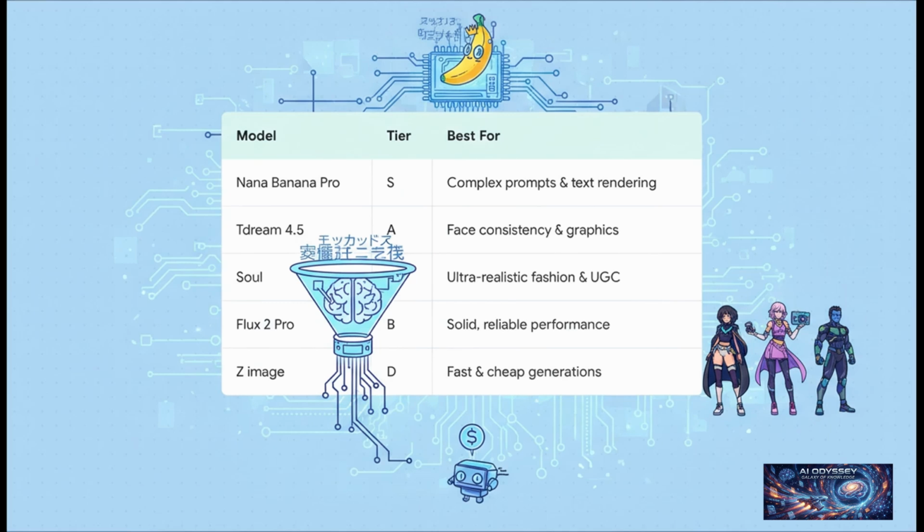And right at the top, the undisputed king is Nana Banana Pro. See, it's powered by a really advanced LLM, which means it doesn't just make an image, it actually understands what you're asking for. That makes it incredible for complex ideas. And get this, it's one of the best at actually getting text right in an image.